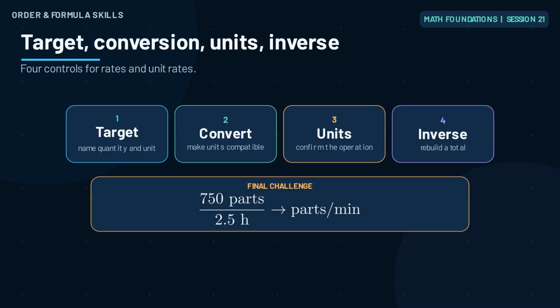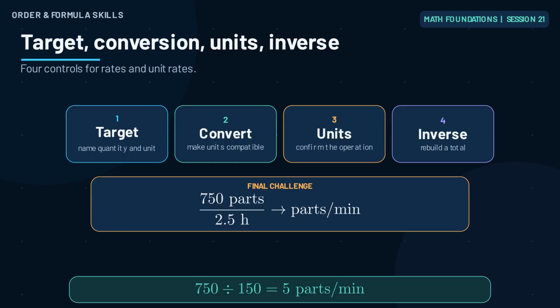Challenge. A machine makes 750 parts in 2.5 hours. Find parts per minute. 2.5 hours is 150 minutes, so divide 750 by 150. The unit rate is 5 parts per minute. Target, conversion, units, and inverse check should tell one consistent story.